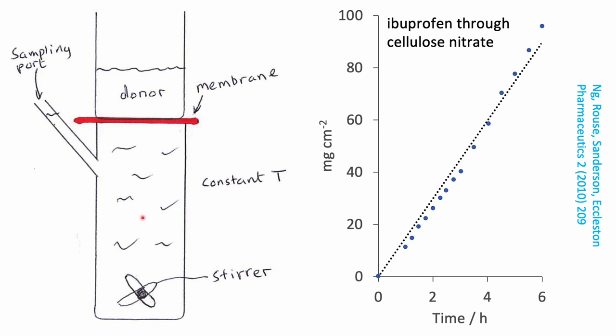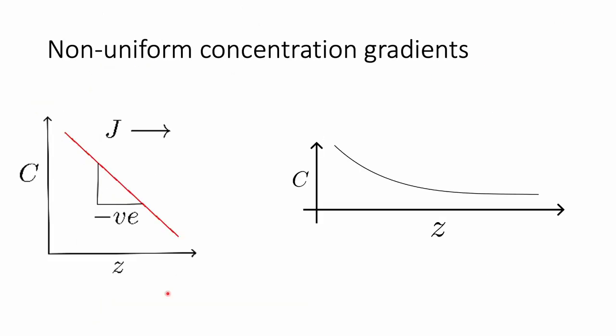So there is a constant gradient across the membrane, and we can measure the amount of flux going into this solution on this side. So here is a plot, for example, for ibuprofen going through cellulose nitrate. We are plotting here milligrams per centimeter squared of the membrane of cellulose nitrate, and this is the time. The gradient here represents the flux, in milligrams per centimeter squared per hour. And you can see that the data are basically represented by a straight line. In other words, the flux through the membrane is constant, obeying Fick's first law. Now, obviously, when we have a constant concentration gradient, the flux at every value of Z is identical, and the concentration at any particular value of Z does not change, even though we have diffusion happening.